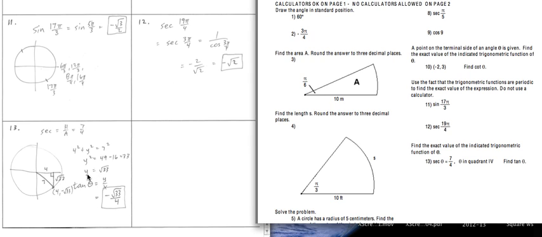Number 13, most of you missed the minus sign on this one, which is unfortunate because it says clearly that it's in the fourth quadrant, and the tangent in the fourth quadrant is negative, and so I'll let you look at that. You probably forgot the minus sign.